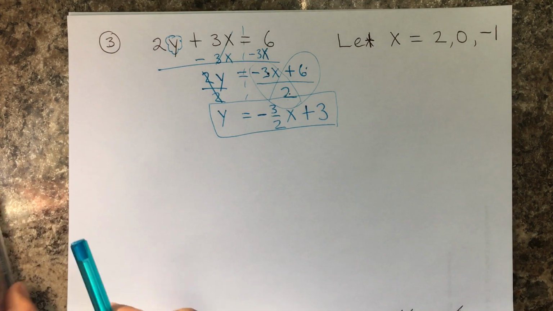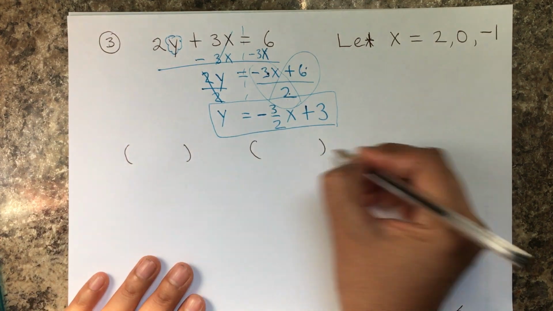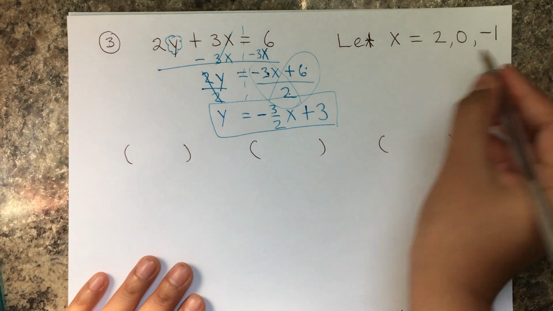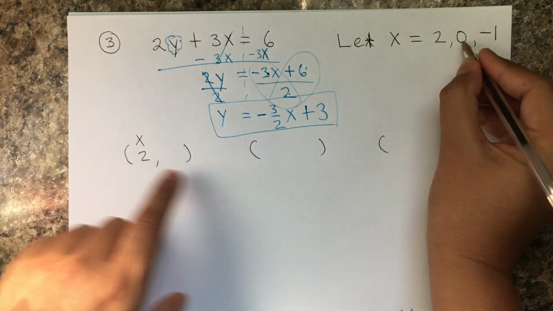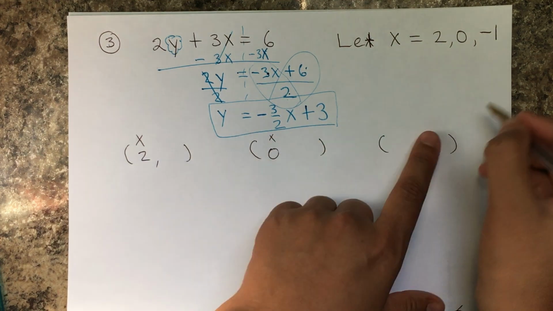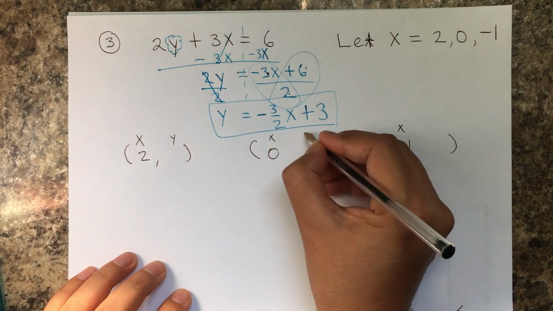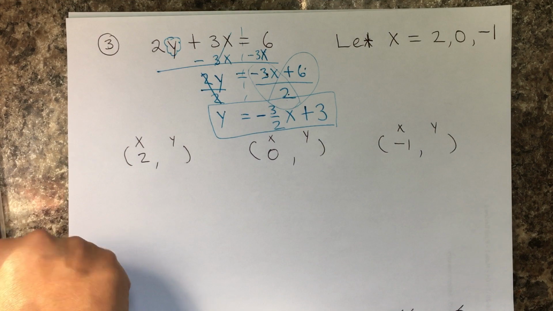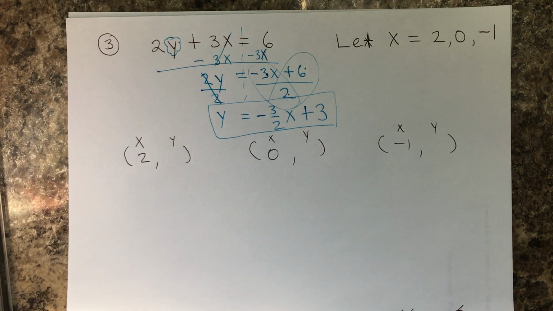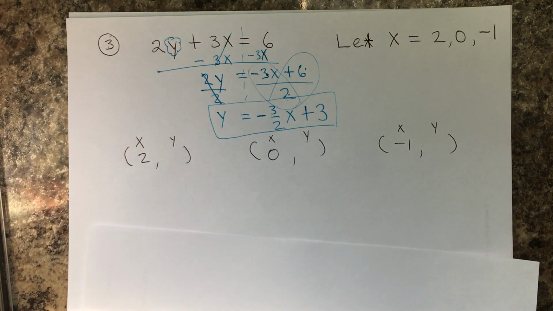Now, let's write those ordered pairs. And the value of x, they're giving us that x is 2, x is 0, and x is negative 1. Now we're ready to find y for each one of those terms. Okay? Okay, let's see how it goes with the fractions that we love so much.